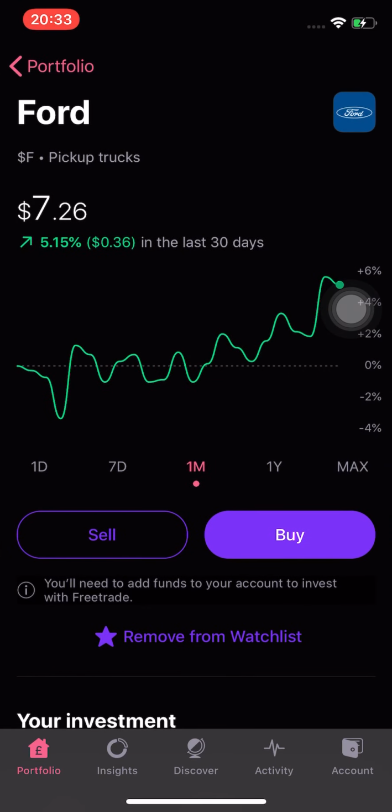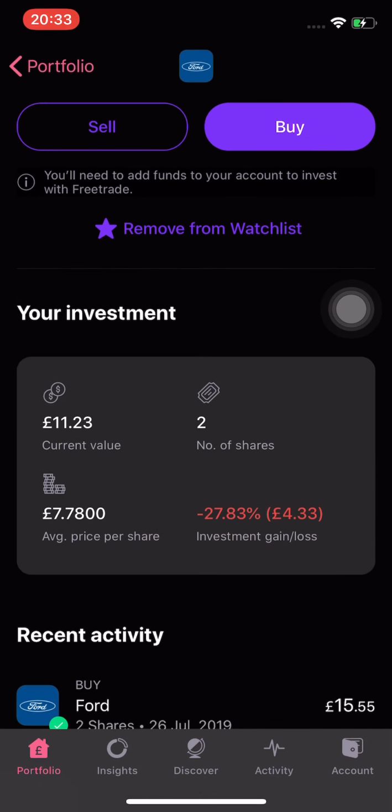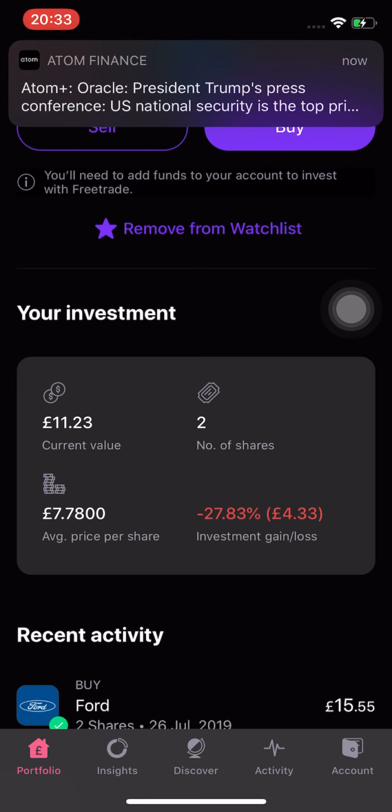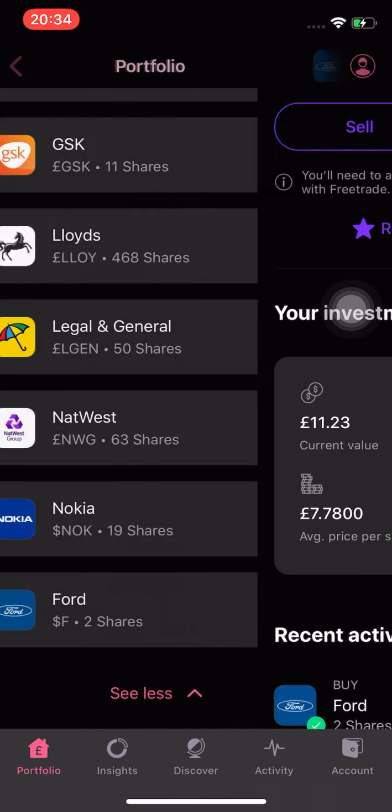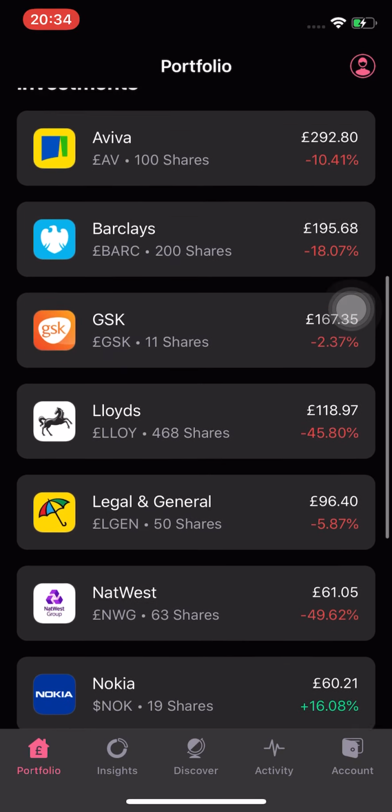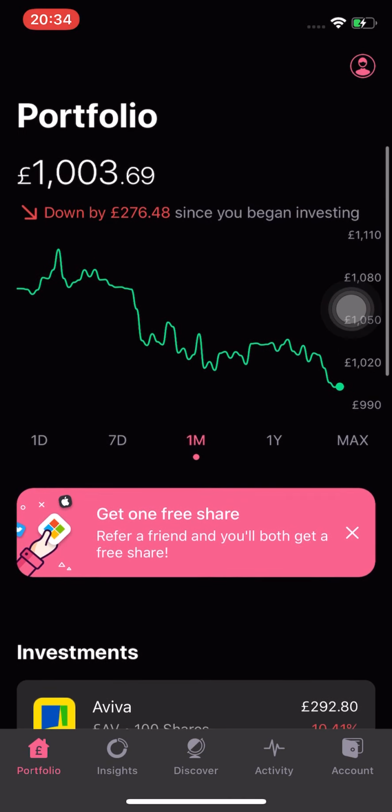And Ford is actually something that I just want to get rid of. However, it has had quite a good month. It is at $7.26. It is up 5.15% over the last month. I've got 2 shares. My average price is at £7.78. I'm down 27.83%. That's £4.33. So I did buy this at quite a high price, but again, I'm not in a rush to sell it, so I will just be holding it for the time being until I do turn back into the green. But yeah, that's it for this portfolio, and this is all the stocks that I have in this portfolio.